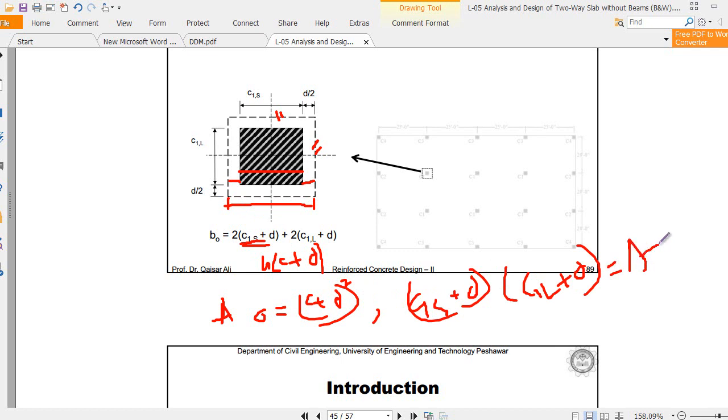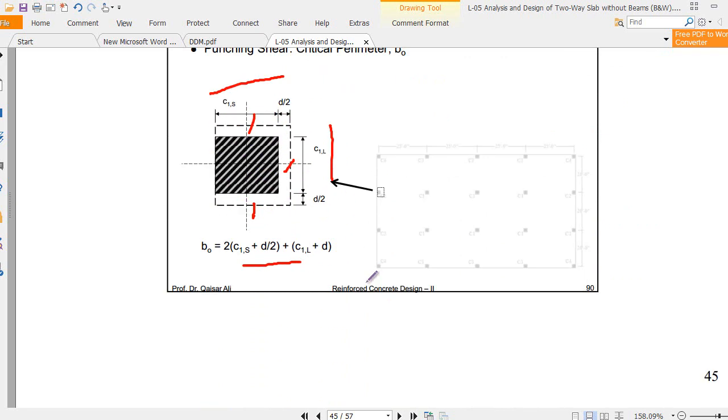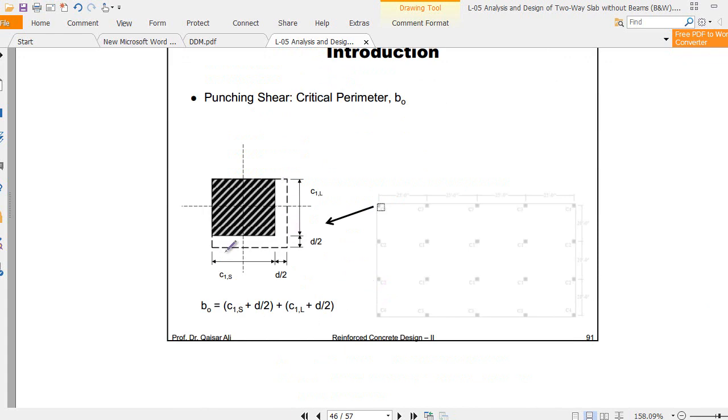Remember, I will use this formula in my example. Similarly, for the edge column you can determine it. In the edge column you have three sides: two equal sides and one different side, so that is why they use this. To find the critical area, multiply this side times this side, which gives you Ar. So this is not complicated. This is for the corner column: you have just two sides, and you multiply these two sides with each other. You get the critical area, and the critical perimeter will be the sum of these lengths, given by this formula.